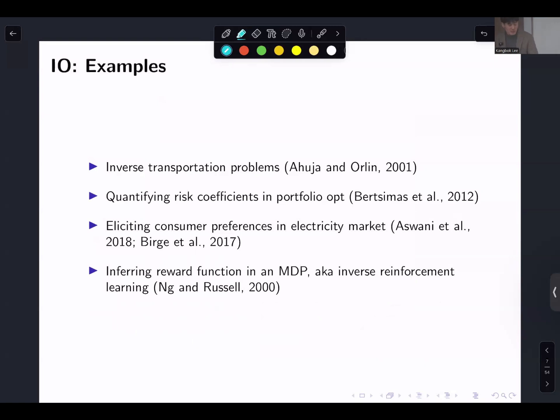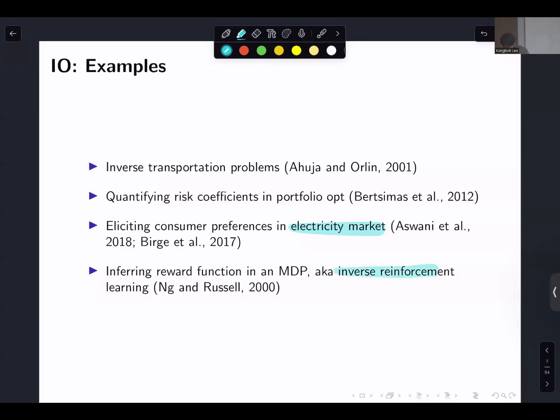Okay? And it's been used for transportation where you try to infer the arcs of the network, which is pretty much like the Amazon's problem. The second application here is quantifying risk coefficients in portfolio optimization. So instead of just deriving the covariates between different assets, why don't we actually look at the actual transaction data from your customers and try to infer their actual perception of risk? Right? That's one thing. In the electricity market, some efforts have been made to infer some preferences of consumers by observing the way they consume electricity, of course.